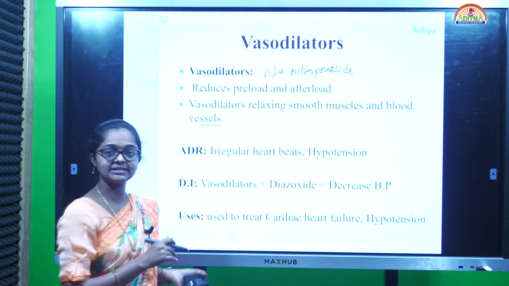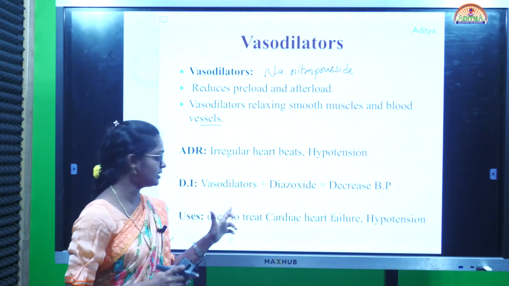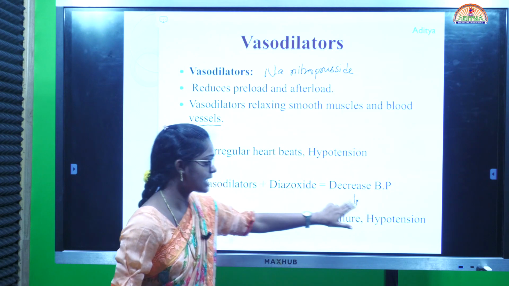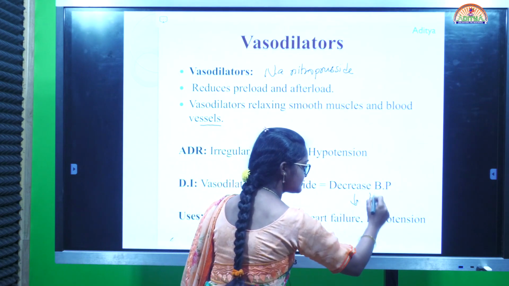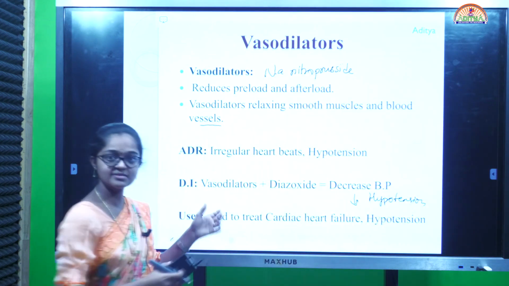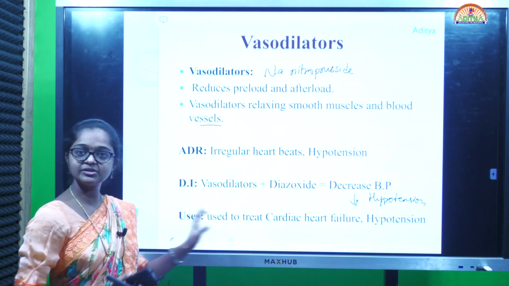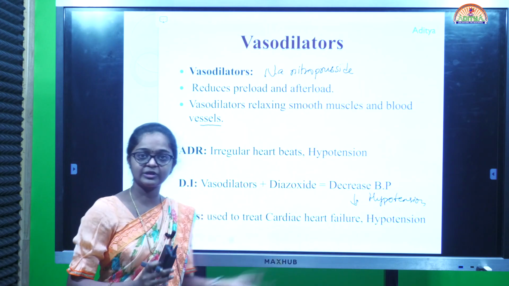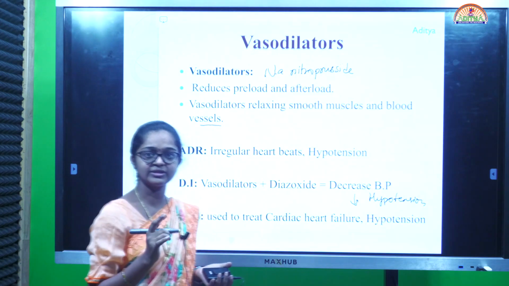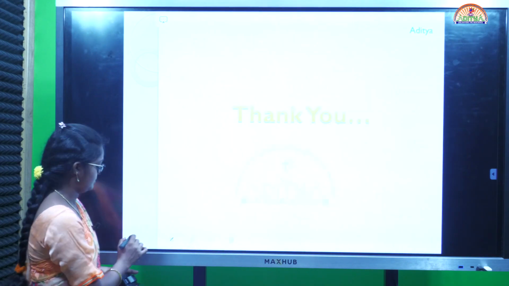Its main adverse drug reactions include irregular heartbeat and hypotension. Drug interactions: vasodilators along with diazoxide decrease the BP, causing hypotension. Uses: they are used to treat cardiac heart failure and hypertension. The uses are similar for diuretics, ACE inhibitors, angiotensin 2 inhibitors, vasodilators, and beta blockers. Completed.